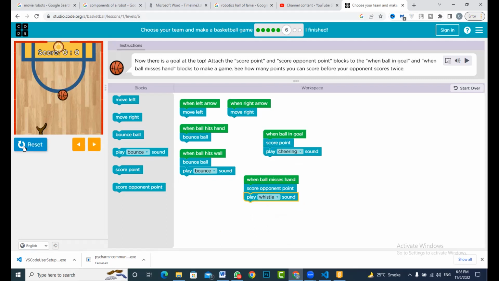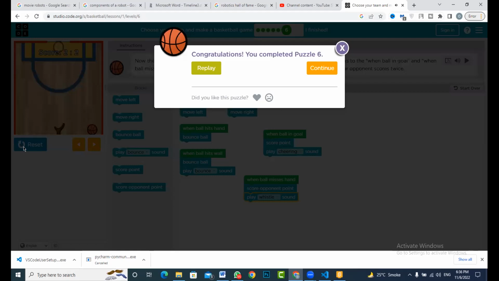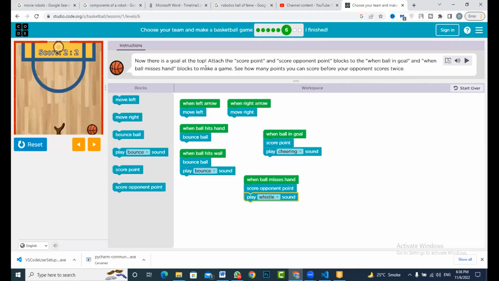So let's play that. So now you need to score at least 2 points. Actually, this level would end after your opponent has scored 2 points. So what you need to do in this one is just miss the ball 2 times. All you need to do is miss the ball 2 times and you would go to the next level. Let me show you once again.